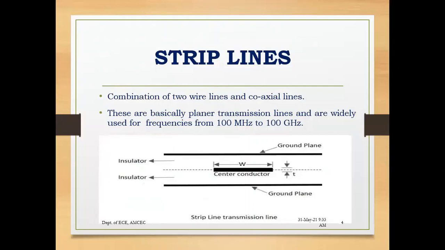Basically, it is a planar transmission line, which will be used for frequencies from 100 megahertz to 100 gigahertz. You can see clearly in this figure, this is the center conductor. This center conductor is of length, or width, W. There is a thickness for this particular conductor also, that is T, and you have ground planes. These are nothing but the insulators. So your electric field is concentrated at the center of the conductor. Whenever I say a strip line, it is a combination of two wire lines and a coaxial line.